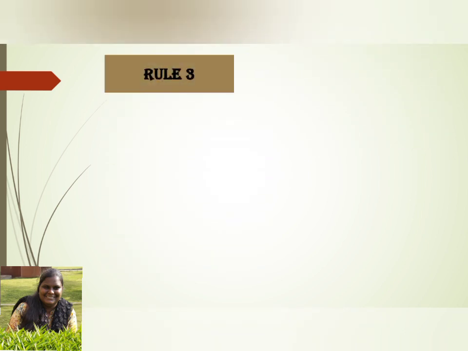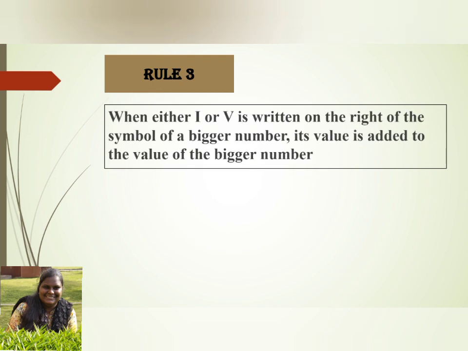Rule number 3. When either I or V is written on the right of the symbol of a bigger number, its value is added to the value of the bigger number. Children, we have 2 hands, correct? Come on, raise your right hand. Very good. So, always remember, whenever there is a bigger number and we have symbols like I or V written to the right-hand side, we need to add it to the number.